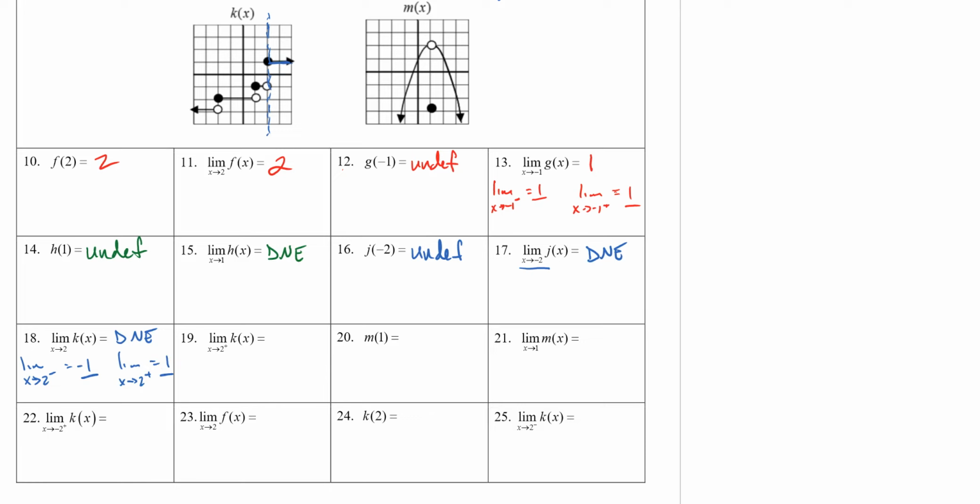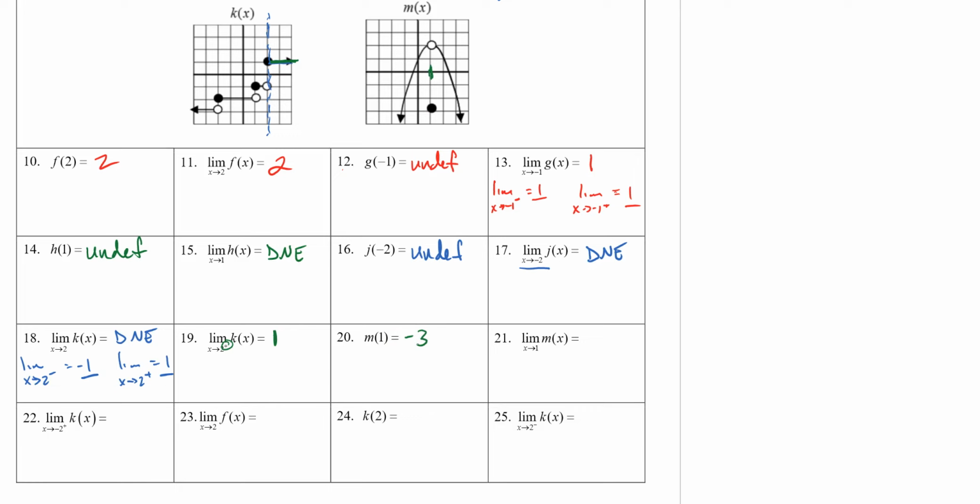19. The limit of k of x as x approaches 2 from just the positive side. So we're just going to look at the right side of the graph, which is going to be over here. My graph approaches the y value of +1. 20, m of 1. So here's the x value of 1. There's an open circle at the top of my function, which means it's not defined there, but there's a closed circle down here. This is where my function is defined. So the value of this function at 1 is whatever y value we have here, which appears to be -3.